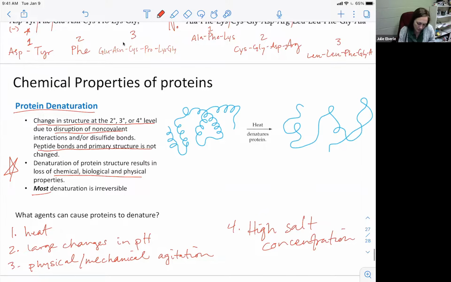So, all right, this is a picture of the structure denaturing, and you just kind of see it unravel. That is protein denaturation. Any questions on that? For sure, know these 4 agents that can cause protein denaturation and what we lose when proteins denature, the functionality.